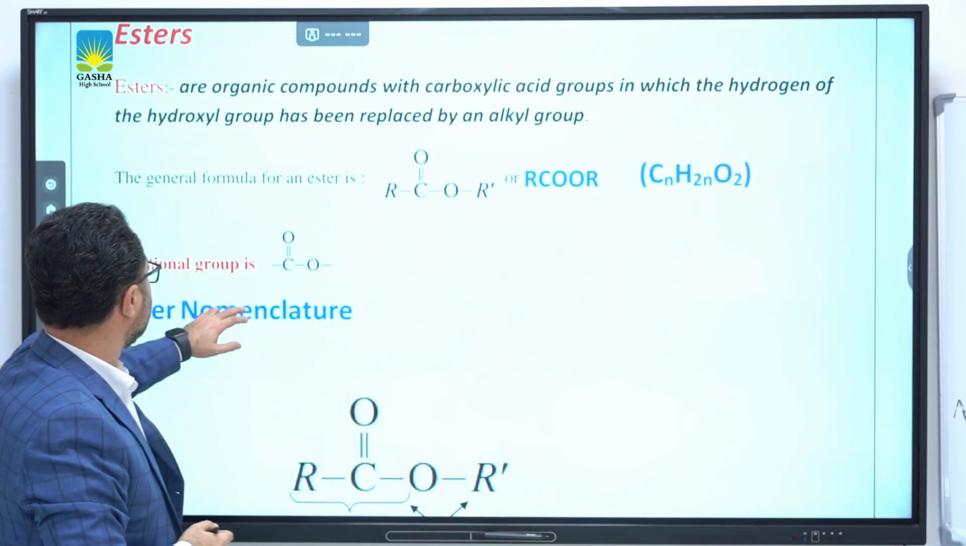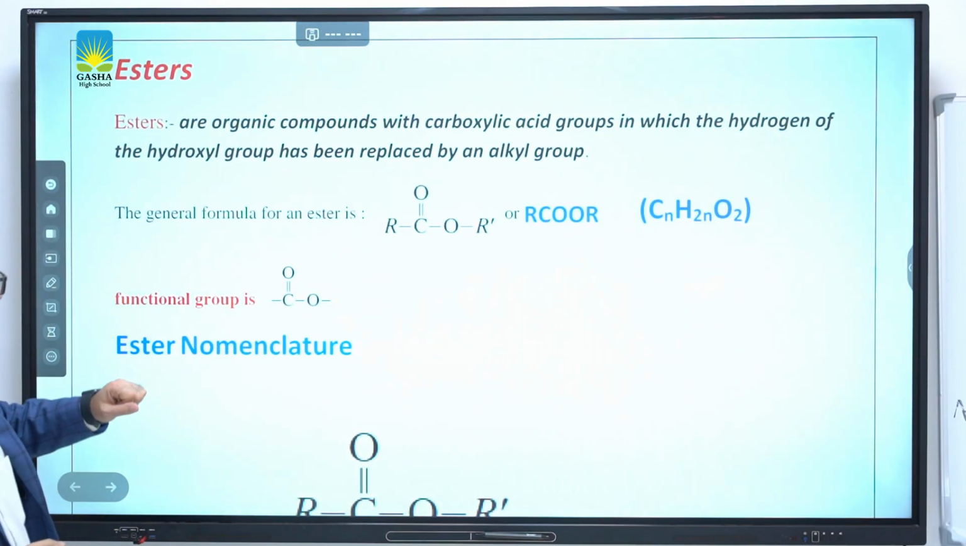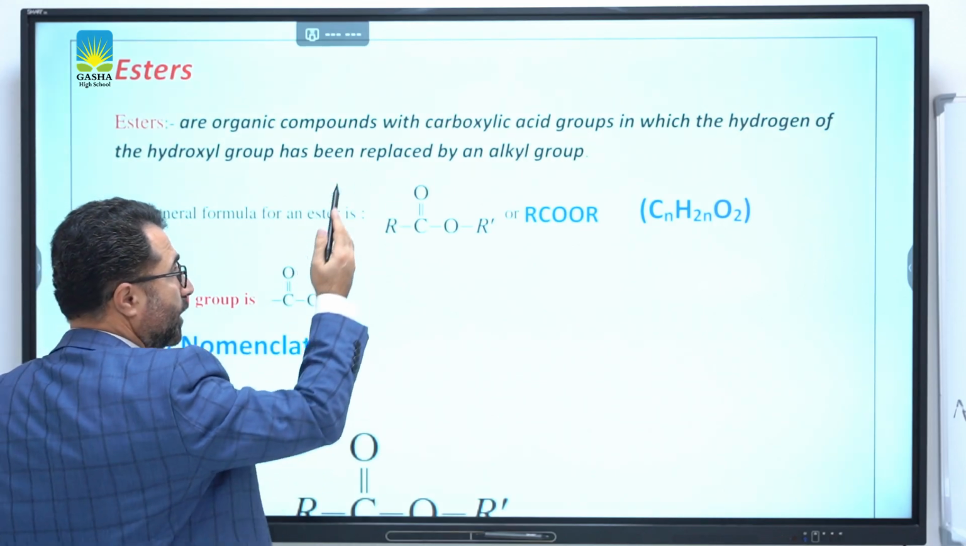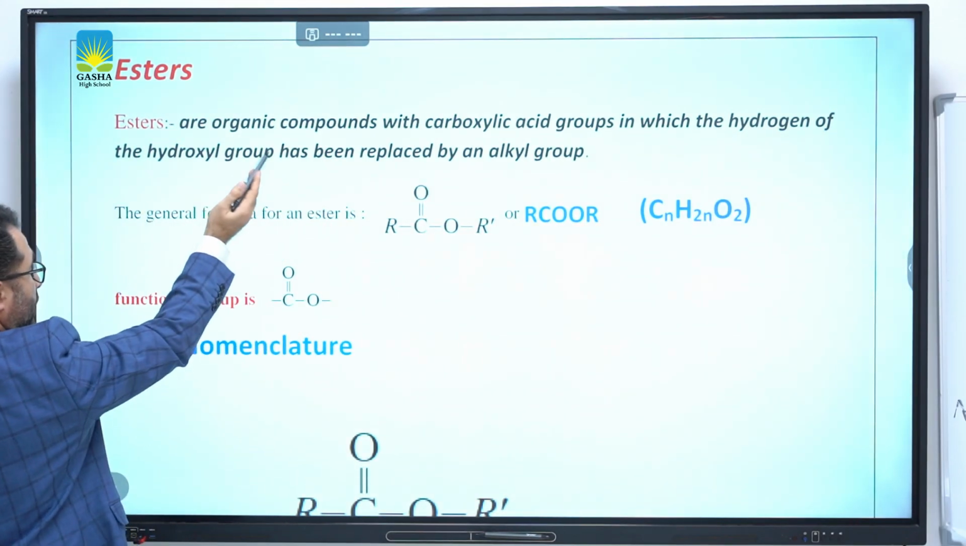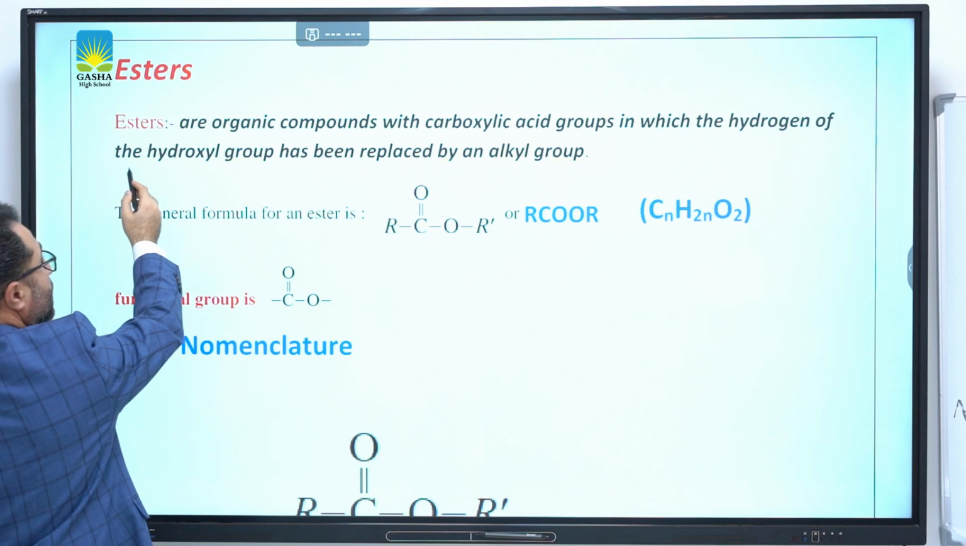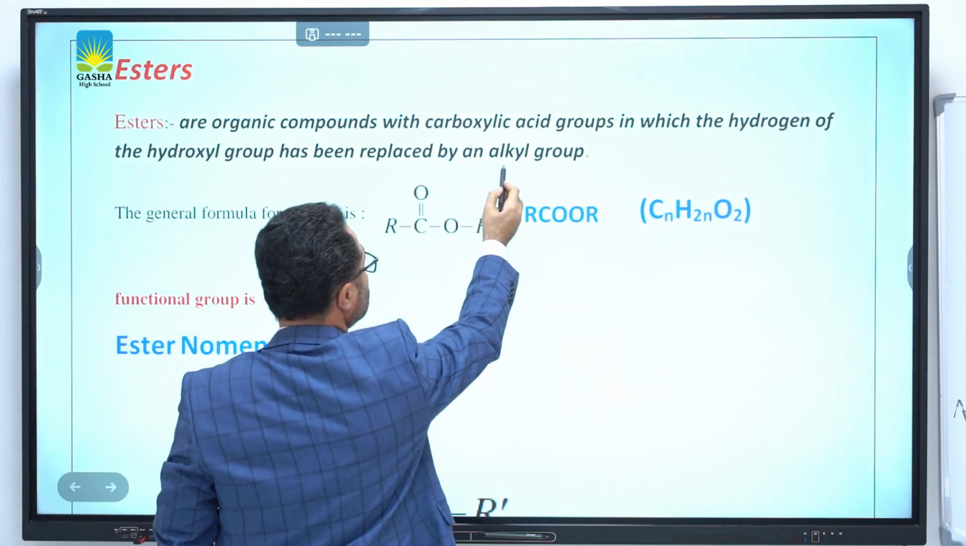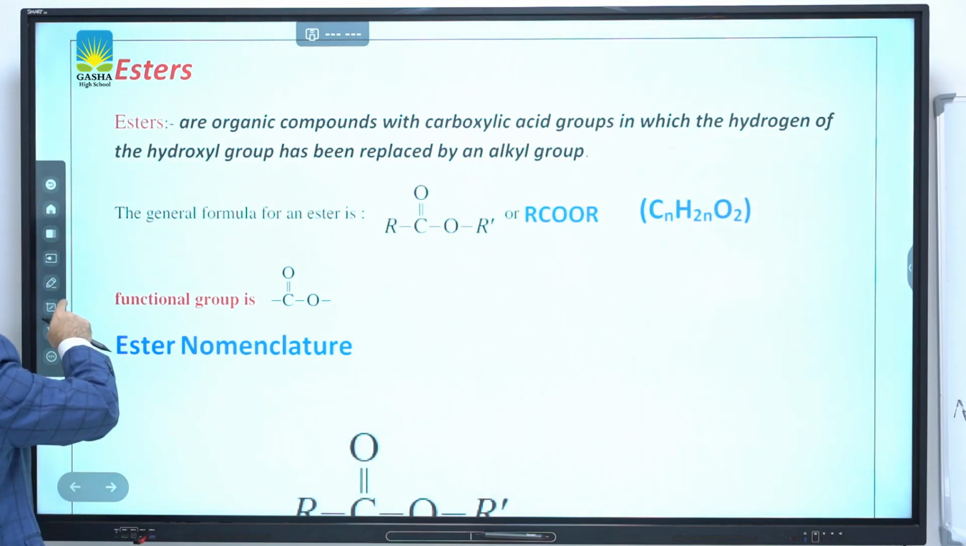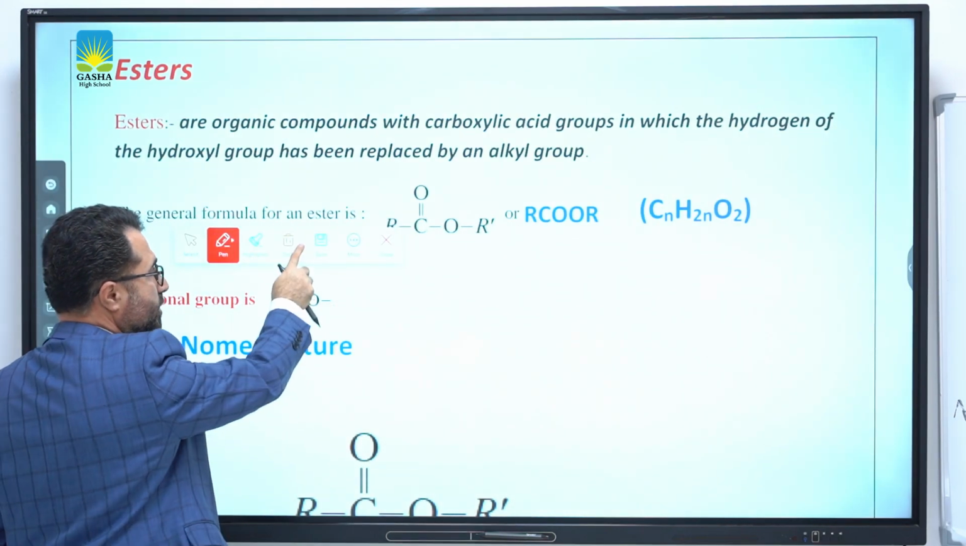The other organic compound is ester. Ester is an organic compound with a carboxylic acid group, in which the hydrogen atom in the carboxylic acid has been replaced by R, an alkyl group. So it will be RCOOR instead of RCOOH.